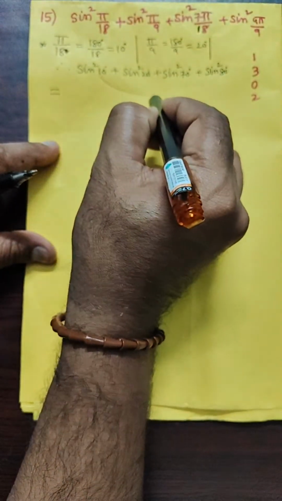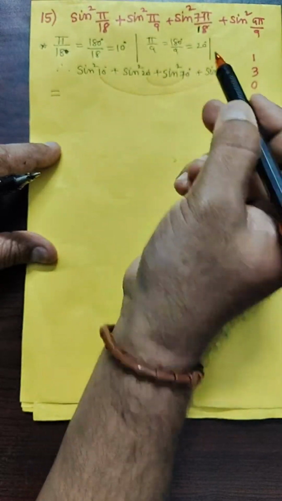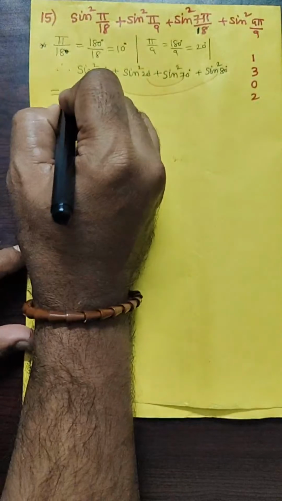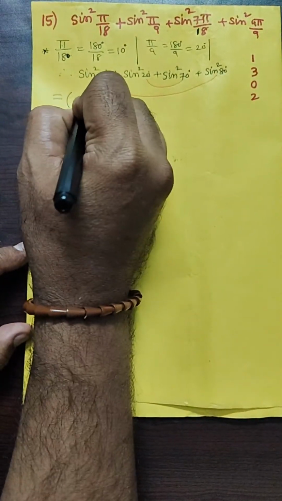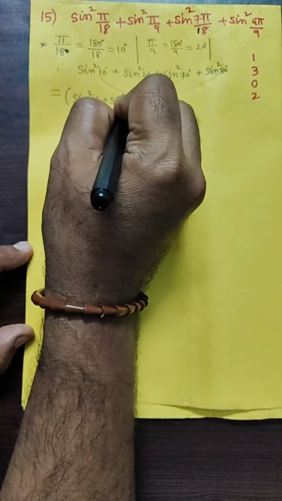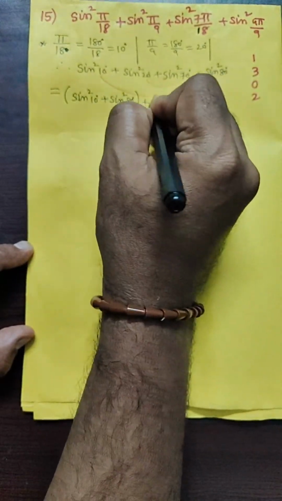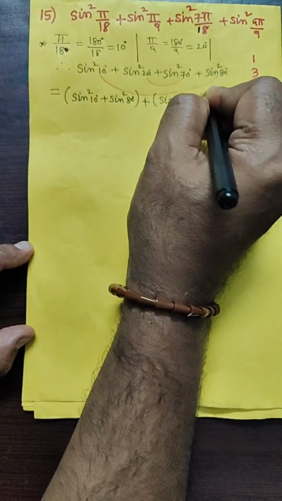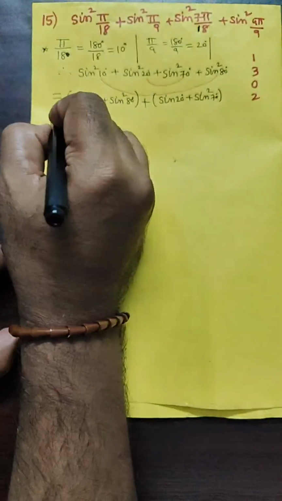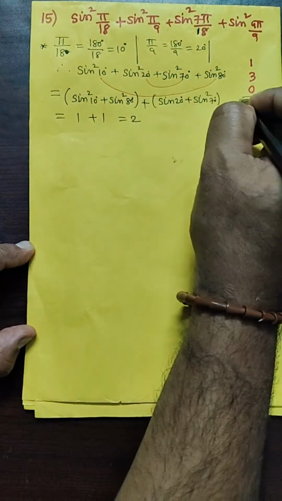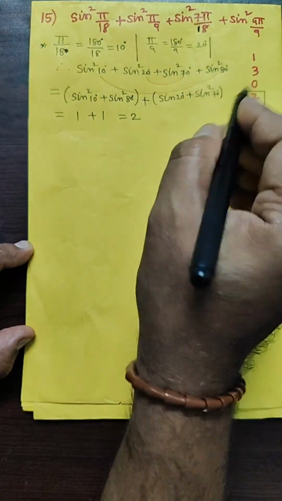We are going to represent these two, and these two. It is a good concept, dear students. Keep bracket and write it: sine square 10 degrees plus sine square 80 degrees, plus sine square 20 degrees plus sine square 70 degrees. Both values are equal to 1 and 1. So how it is 1, I am going to tell now. So the answer we got is 2.